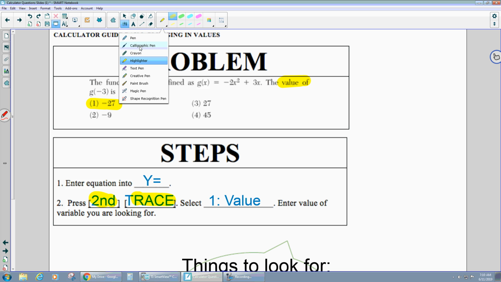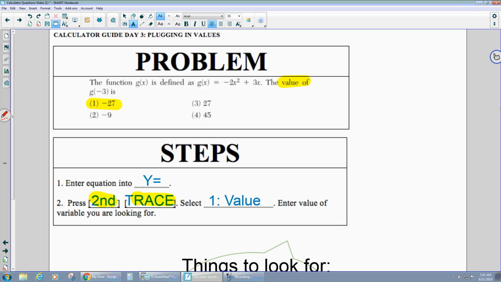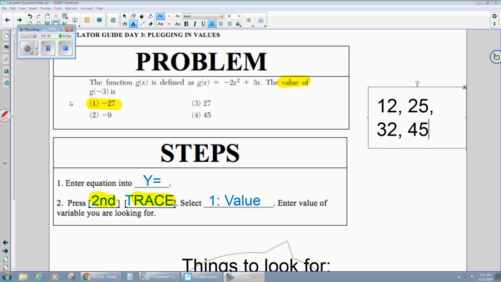In your packet, there are a few other problems for you to do. They are going to be number 12, number 25, number 32, and number 45. So take a few minutes right now and complete those problems.